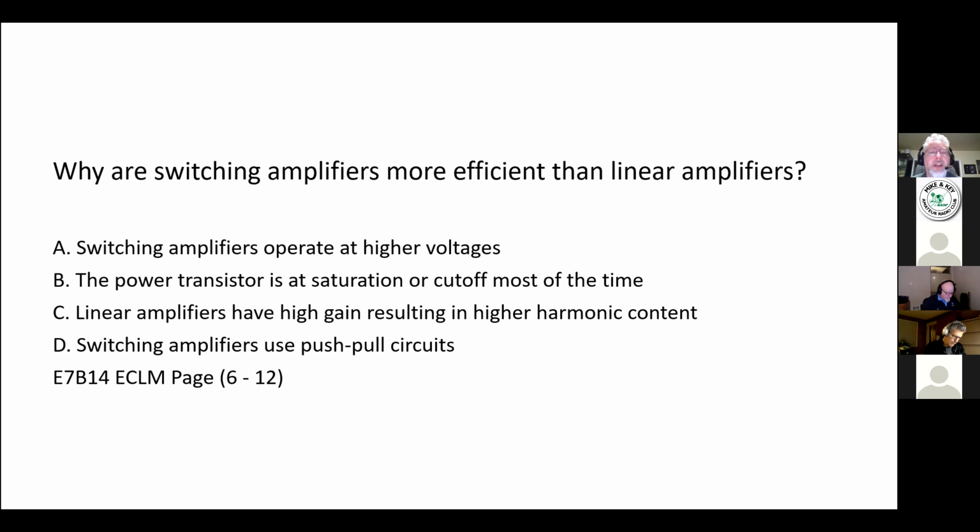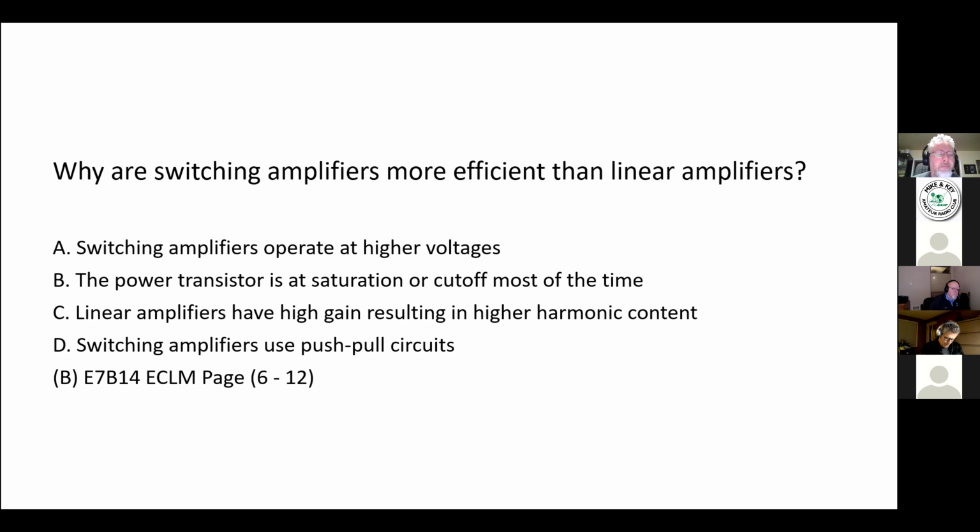Why are switching amplifiers more efficient than linear amplifiers? A, switching amplifiers operate at higher voltages. B, the power transistor is at saturation or cutoff most of the time. C, linear amplifiers have high gain resulting in higher harmonic content. Or D, switching amplifiers use push-pull circuits?